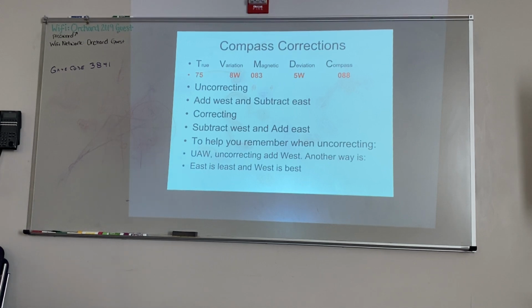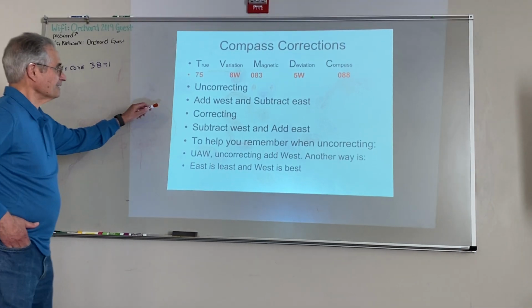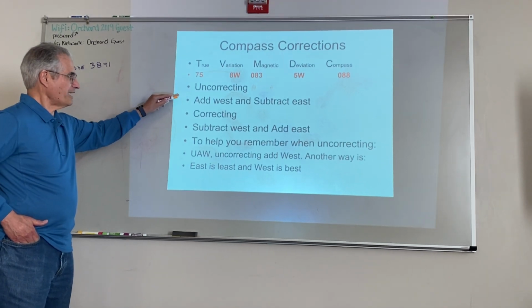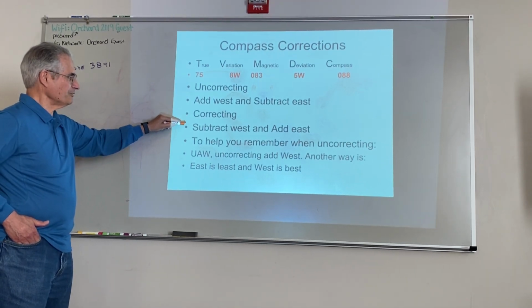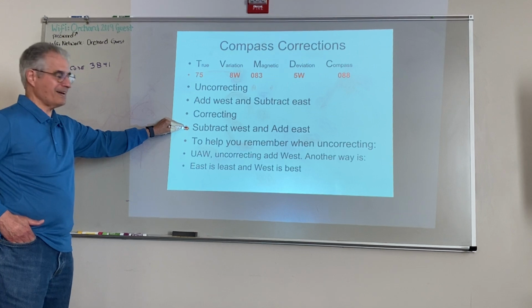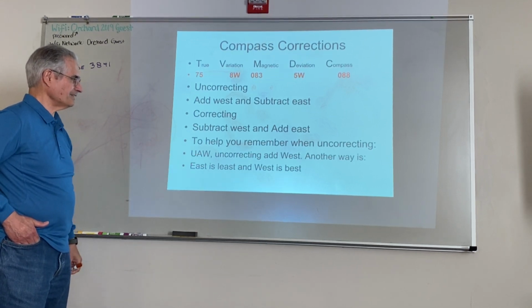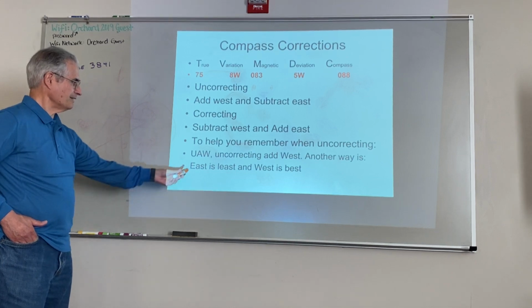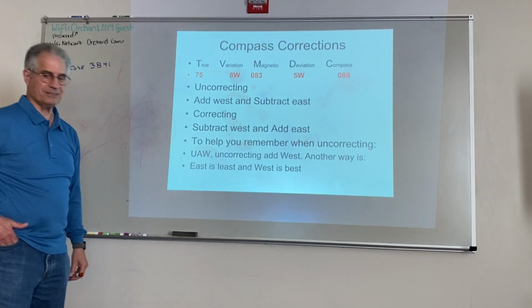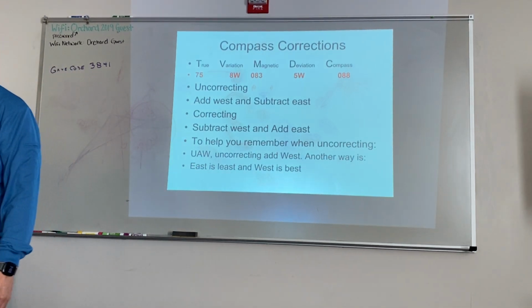All right, we all know about correcting and uncorrecting, right? Uncorrecting, add west, subtract east. Correcting, you do the opposite: subtract west, add east. UAW, uncorrecting, add west, is one way. The other way of remembering that is east is least, west is best.